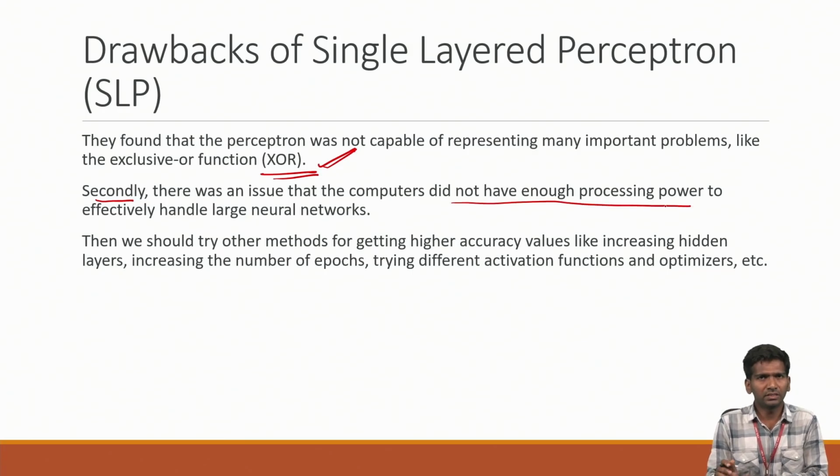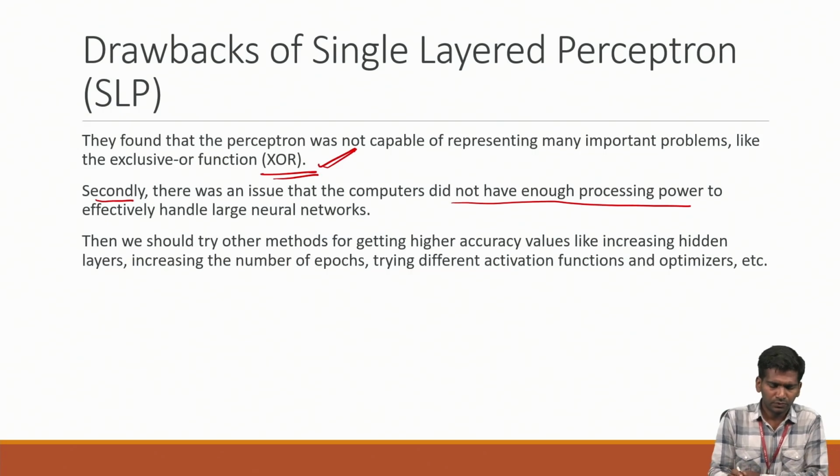This simple neuron is not capable of handling big data. Huge data cannot be handled by this single layer perceptron network, so we need to remodify this neuron, or single layer perceptron network.